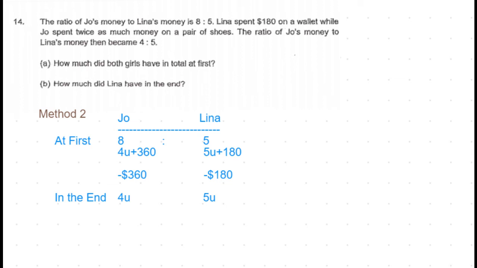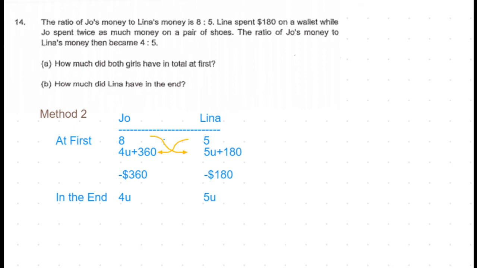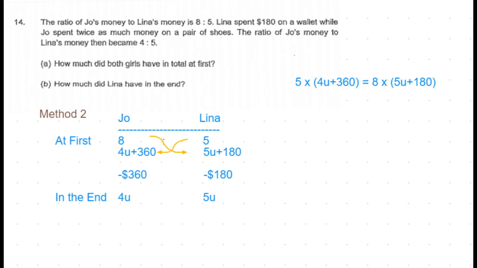Here's where the algebra part comes in. Their initial ratios are 8 is to 5. So the common multiple is 40. So 5 times 8 parts should be equal to 8 times 5 parts. So we are now going to cross multiply. So 5 times (4 units plus 360) should be equal to 8 times (5 units plus 180).